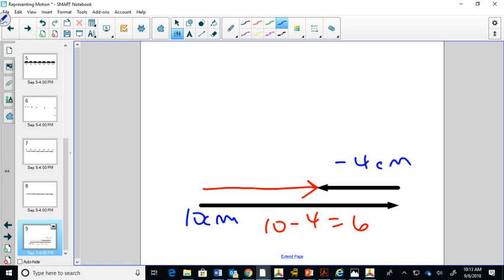Yeah, no, it's excellent. So you're seeing this new convention in physics, right? It's a little bit different than mathematics. Negative only is telling me about direction. That's all it's telling me. Does that make sense?